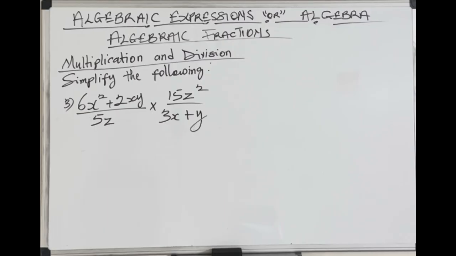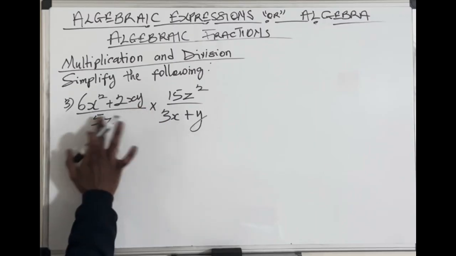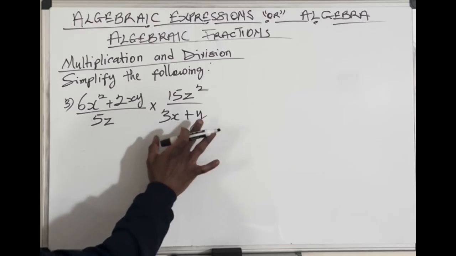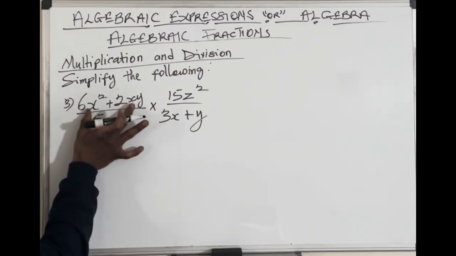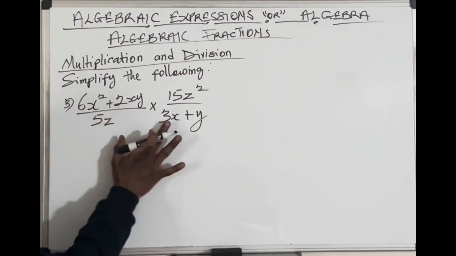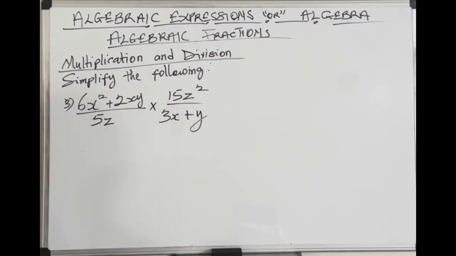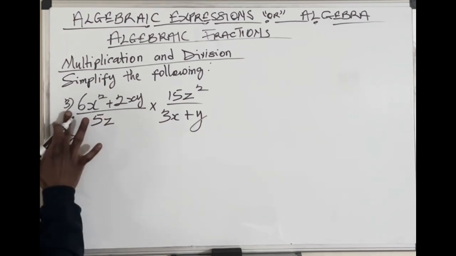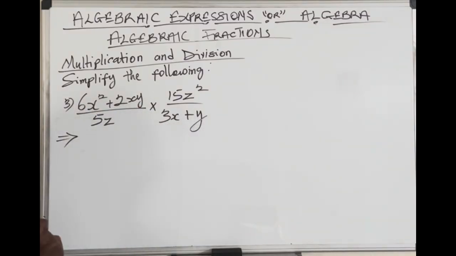All right. Okay. Quickly. 6x squared plus 2xy all over 5z times 15z squared over 3x plus y. Kind of confusing, but we need to be a little smarter. So what we are going to do is try to bring brackets here for us to get the same 3x plus y. Then we can just cancel. I'll show you what I mean.